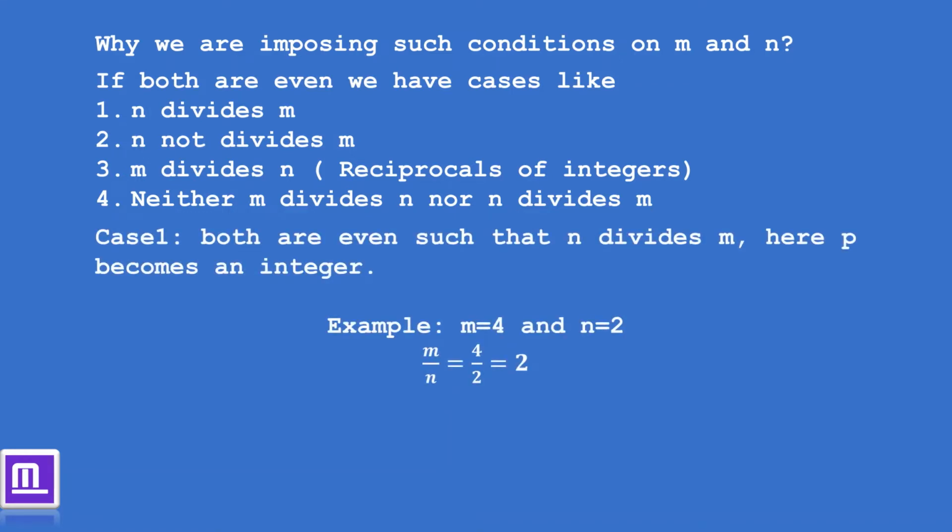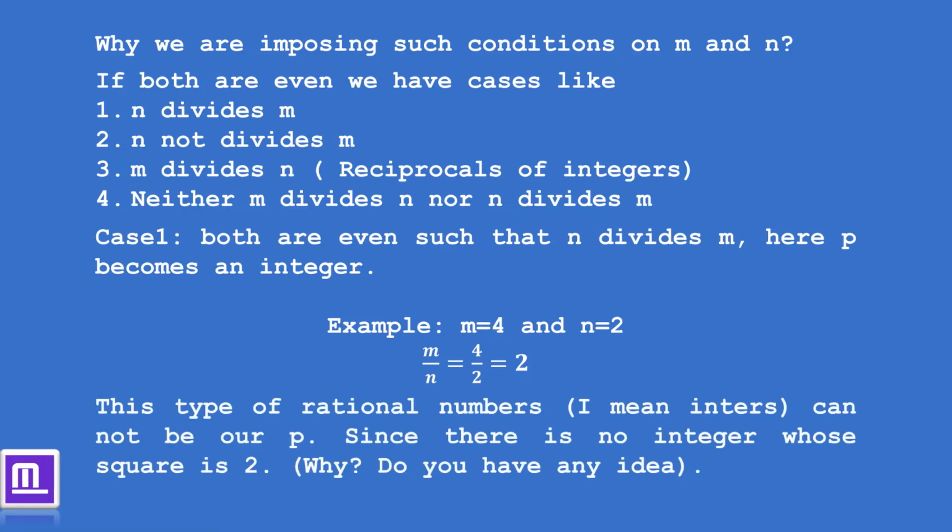Case 1, both are even such that n divides m. Here p becomes an integer. For example, m is equal to 4 and n is equal to 2. 4 by 2 gives you 2. This type of rational numbers, I mean integers, cannot be our p since there is no integer whose square is 2. Why do you think so? Do you have any idea? Please do comment your idea also.